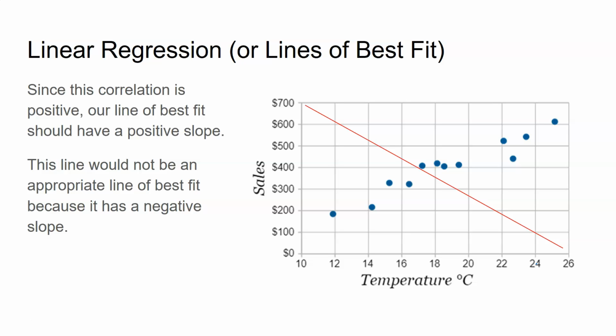This red line would not be an appropriate line of best fit. Even though it cuts through approximately the center of the points, it does not follow the correct slope. The slope of this line should be positive, and it's negative.